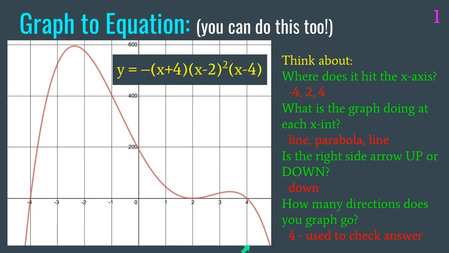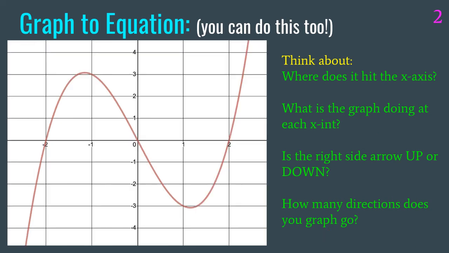I put a negative out front because this arrow was going down. Then I did x plus 4 because it was hitting at -4. You notice it was making a line, so I didn't put a power up there. Then on this one was a parabola, so I put a 2 up there because it was paraboling at 2, and that would be x minus 2, to make positive 2. The next one is x minus 4, and so that's coming down here at 4, and it's making a line through 4. All right, then here's a new one.